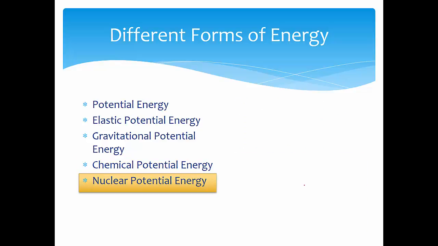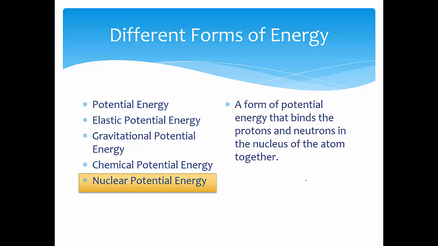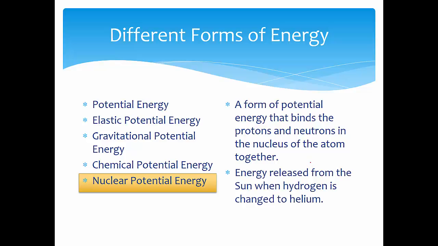Next, nuclear potential energy is a form of potential energy that binds the protons and neutrons in the nucleus of an atom together. One example of this nuclear potential energy is released from the sun when hydrogen is changed to helium under a very high temperature. This is known as nuclear fusion.